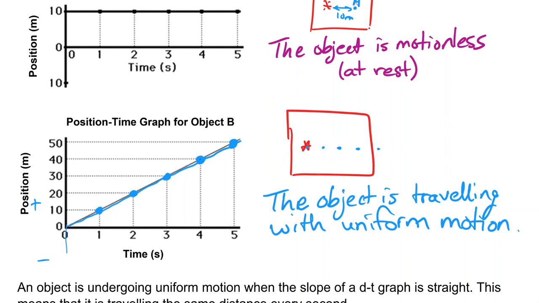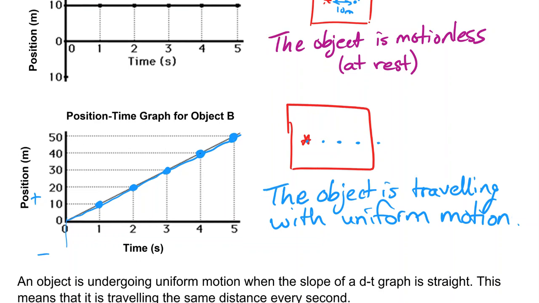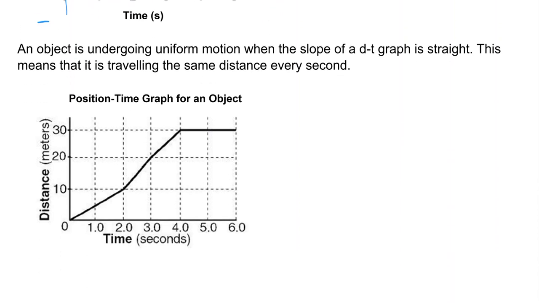So it is traveling in a positive direction. We can see it's heading in a positive direction. Okay, so these are all the things that we could say about the motion of this object, but we're just trying to get a sense of what's going on. An object is undergoing uniform motion when the slope of the distance-time graph is straight.